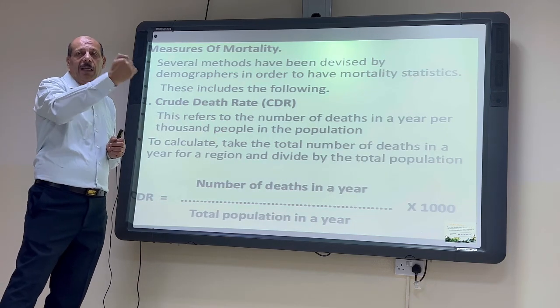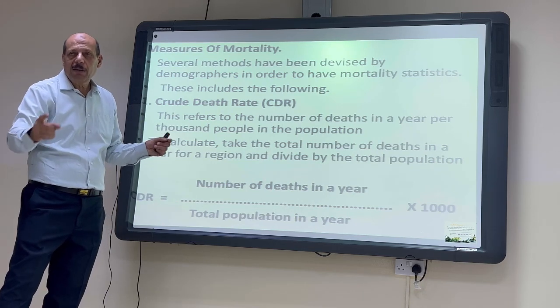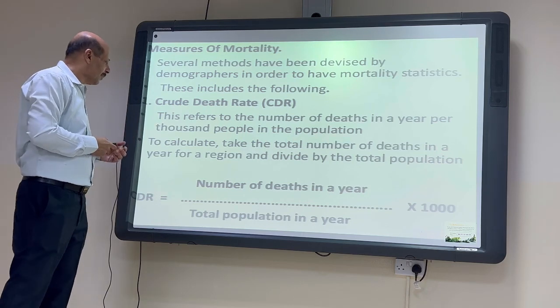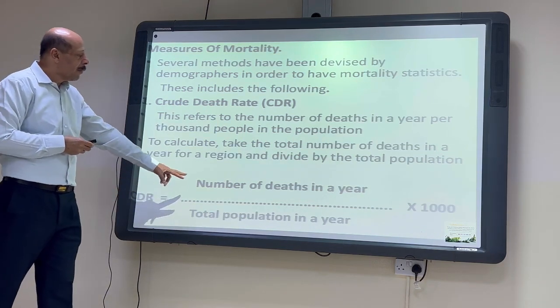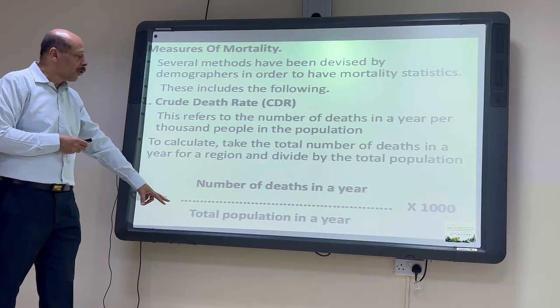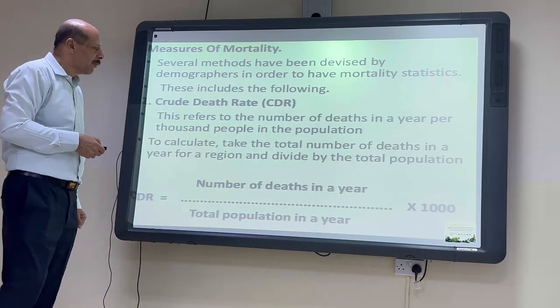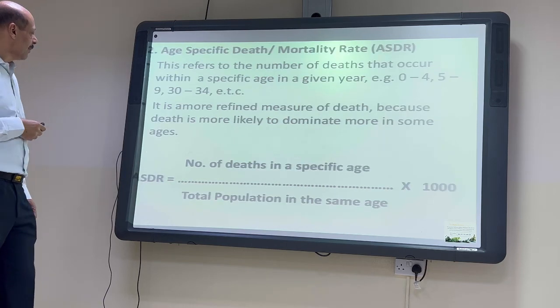عدد الوفيات على عدد السكان في تلك السنة في منتصف السنة مضروب في 1000. So number of deaths in a year, over the total population in the middle of the year, multiplied by 1,000. But this will give me the crude death rate.